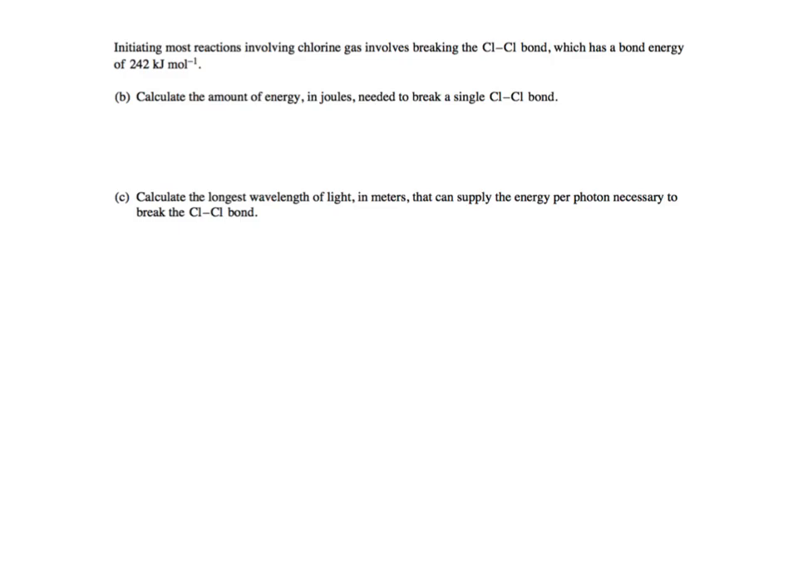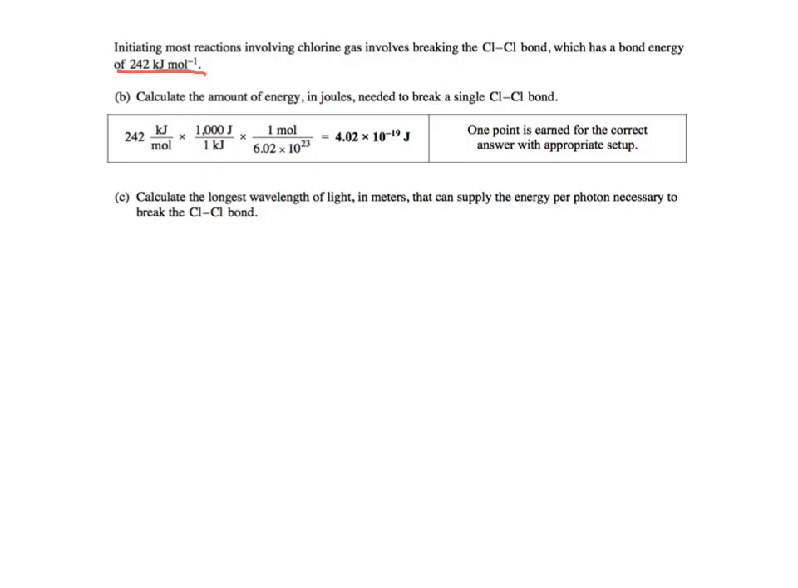In part B, you are asked to calculate the energy in joules necessary to break a single Cl-Cl bond, and this is really just a matter of making the conversions. You are told at the beginning that it is 242 kilojoules per mole, so you need to change kilojoules to joules, and you need to change moles to the amount for a single bond, and that is done here. So that gives you 4.02 times 10 to the minus 19th joules.